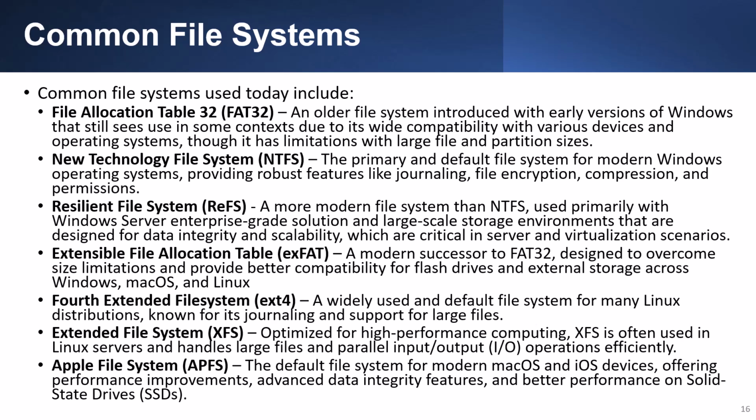Common file systems used today include the File Allocation Table 32, or FAT32, an older system introduced with early versions of Windows, which still sees use in some contexts today due to its wide compatibility with various devices and operating systems, though it has limitations with large files and partition sizes.